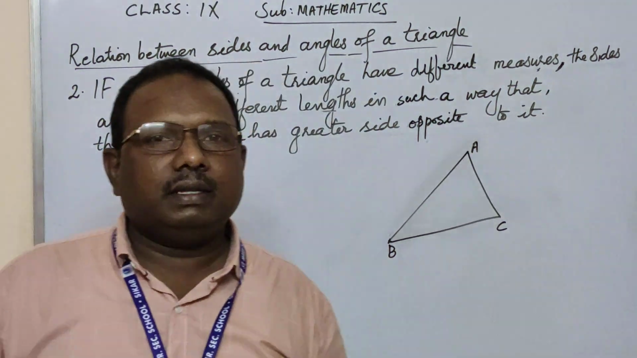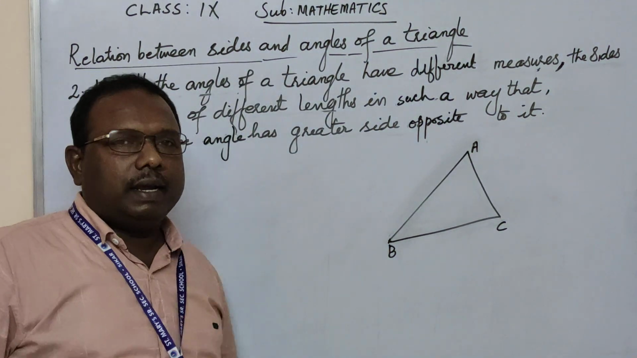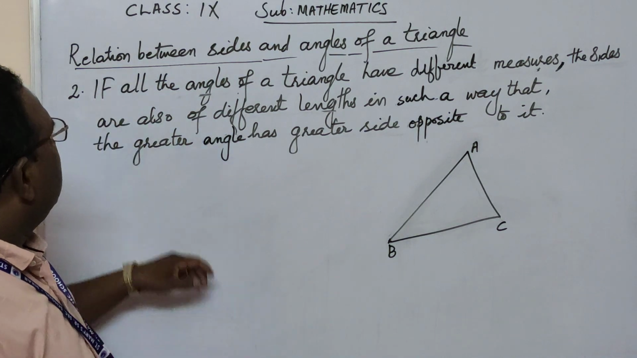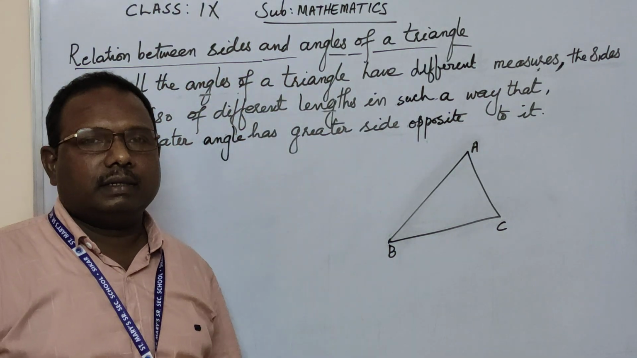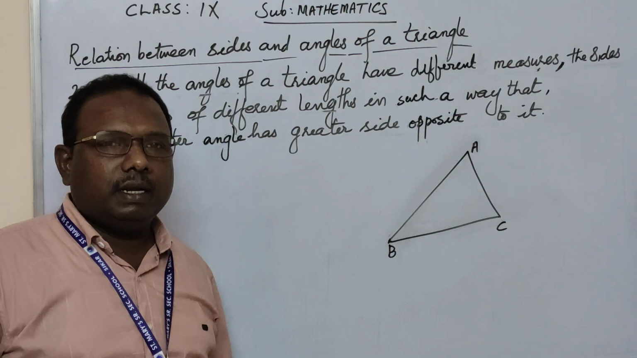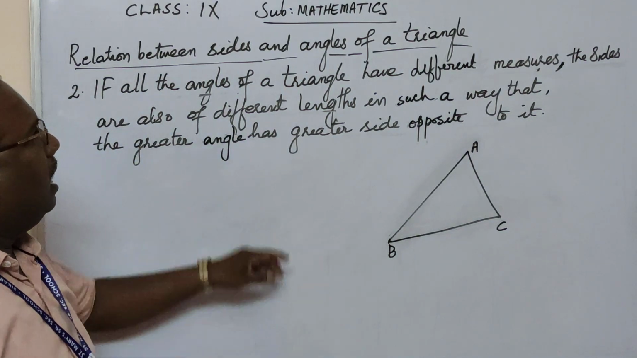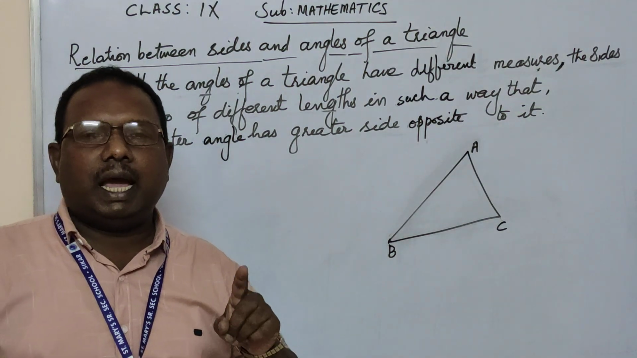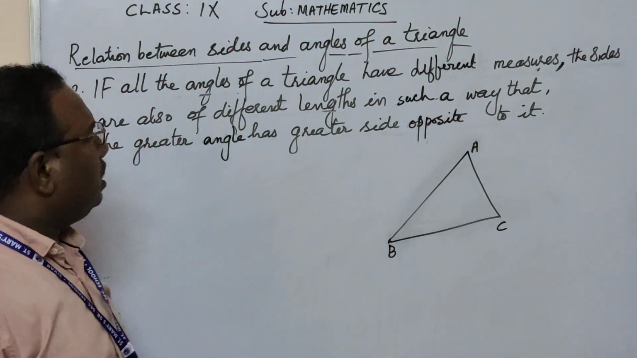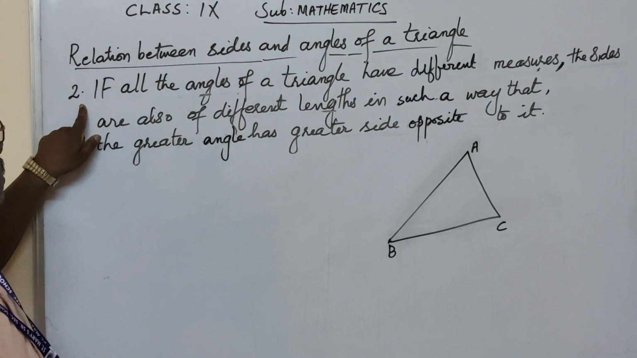Yesterday you were learning lesson number 9, relation between sides and angles of a triangle. The first point yesterday I explained to you. Now let us start the second point.